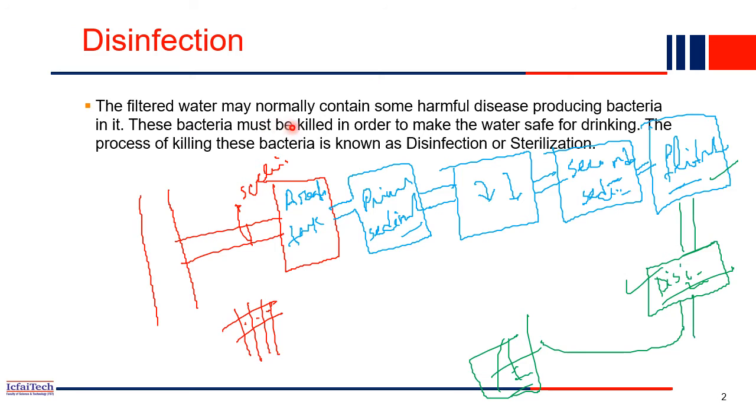The filtered water may normally contain some harmful disease-producing bacteria. We have removed all the solid particles present in the water, but still the bacteria and fine viruses will be present. Even in the filtration process we have removed a few bacteria, but pathogenic bacteria and viruses are still present in the water, and they will be removed here. These must be killed in order to make the water safe for drinking. The process of killing these bacteria is known as disinfection or sterilization.